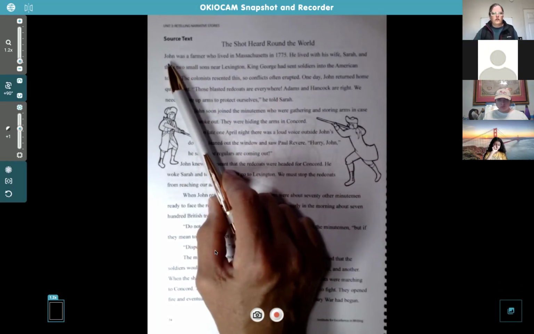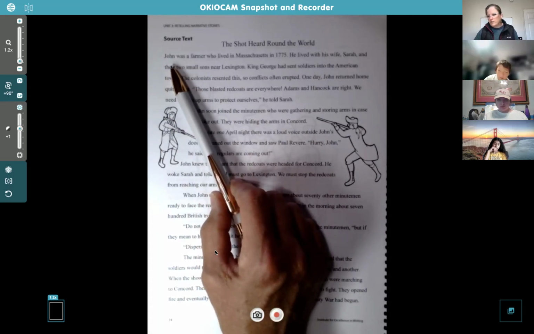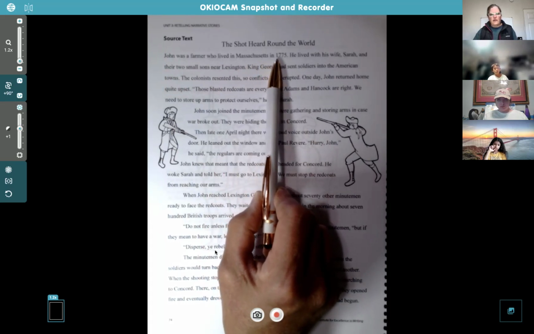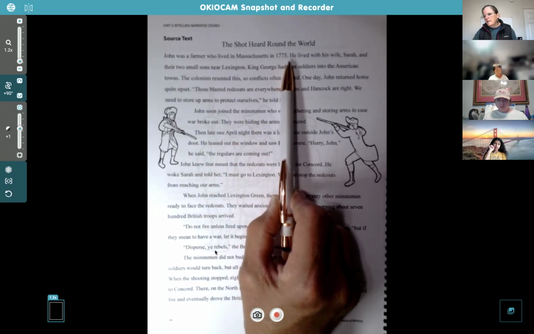So we have a character named John, and this is a made up character. So when you rewrite this, you can make up your character too. Okay, the actual facts of the event need to stay the same, but your character can change. John was a farmer who lived in Massachusetts in 1775. And by the way, like I said earlier, it was 1776 when we became a nation. So we're getting close now to that point where America is formed, okay?